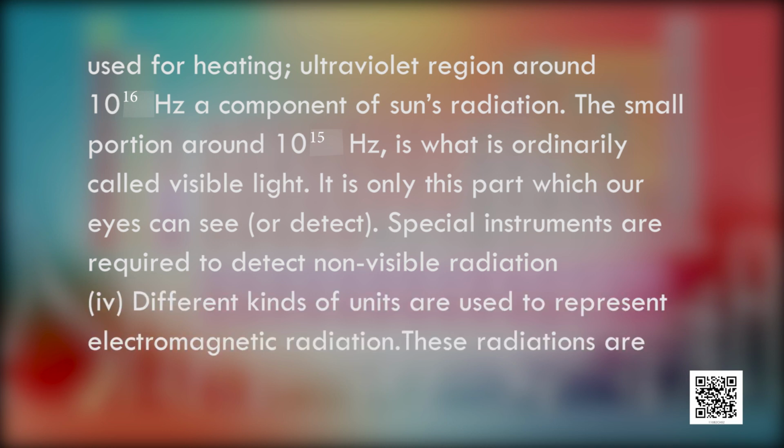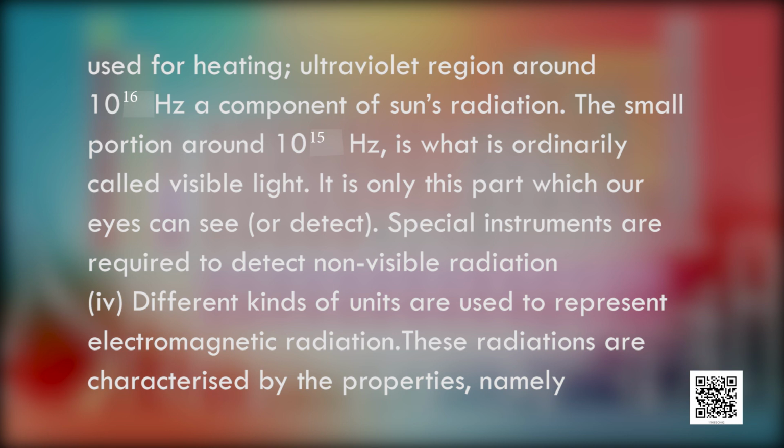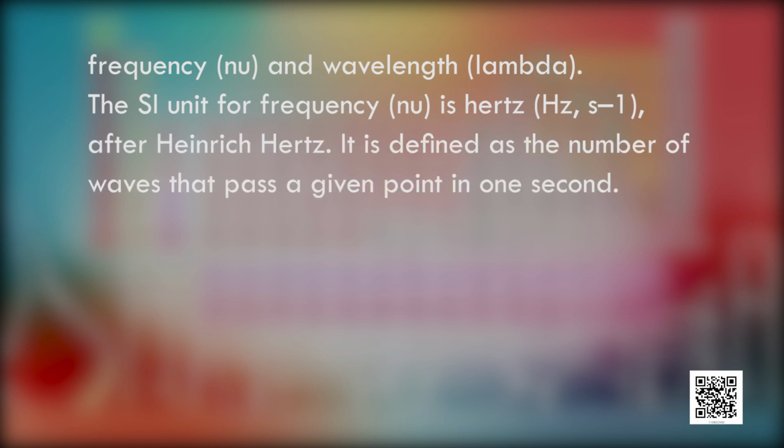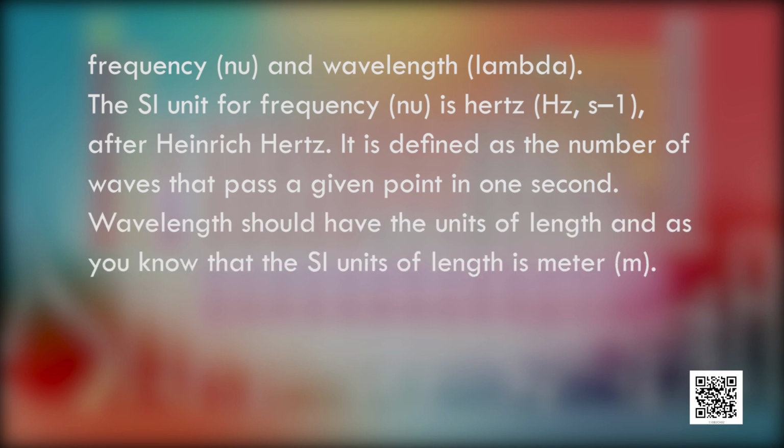And beyond that, different kinds of units are used to represent electromagnetic radiations. These radiations are characterized by the properties, namely frequency represented by nu and wavelength, that is lambda. The SI unit for frequency nu is Hertz, or we can say second inverse, after Heinrich Hertz. It is defined as the number of waves that pass a given point in 1 second. You must have learnt about this in your physics class too.